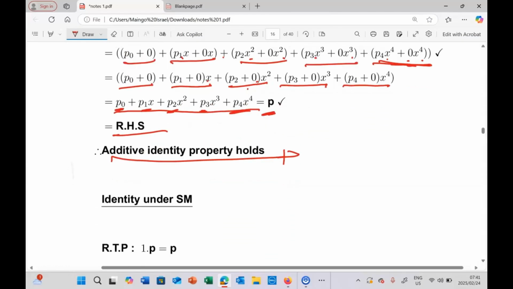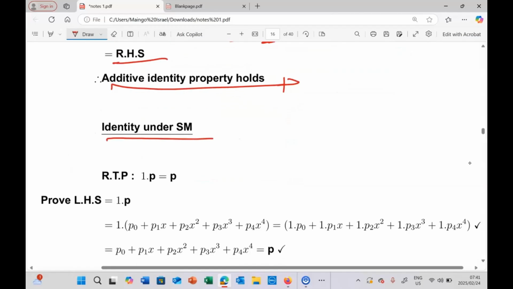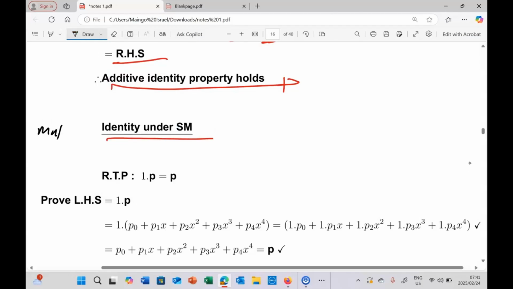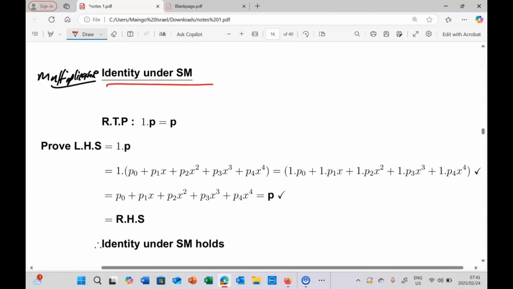So now let's go to the multiplicative identity under scalar multiplication. So we're required to prove, as I told you, this is a baby. These are baby steps. So now this is just 1 times p equals p.